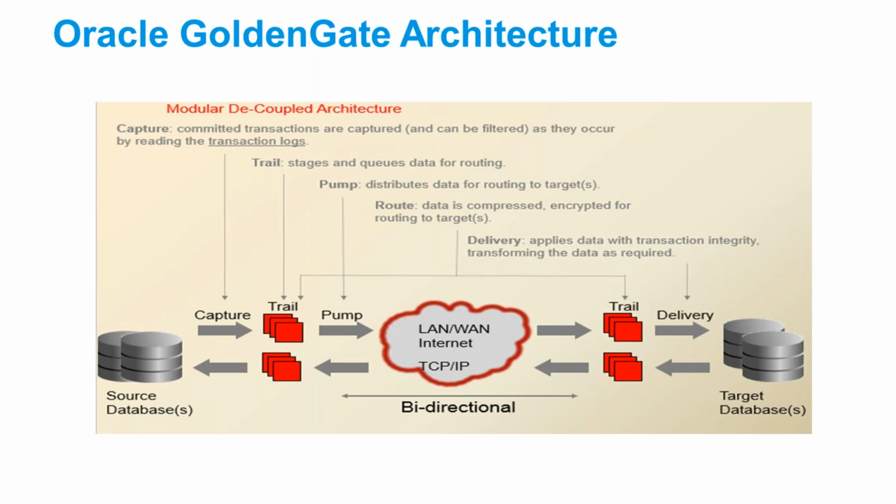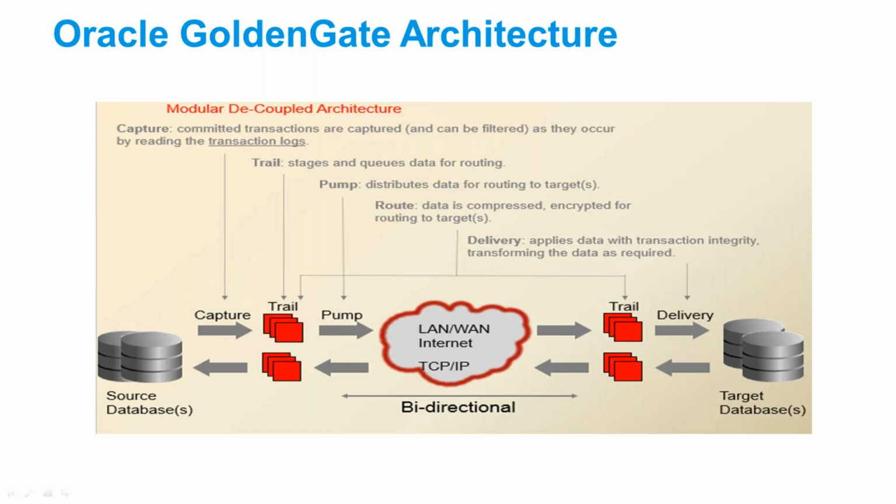So the capture process captures the change data, but only committed transactions. Once it captures those, it writes them to the trail file on the local machine, which is called the local trail. Once the data is available in the local trail, the data pump process reads the data out of the local trail, sends it over the TCP/IP network and writes it to the remote trail on the target machine. Once the data is available in the remote trail, the replicat process will apply it to the target database.